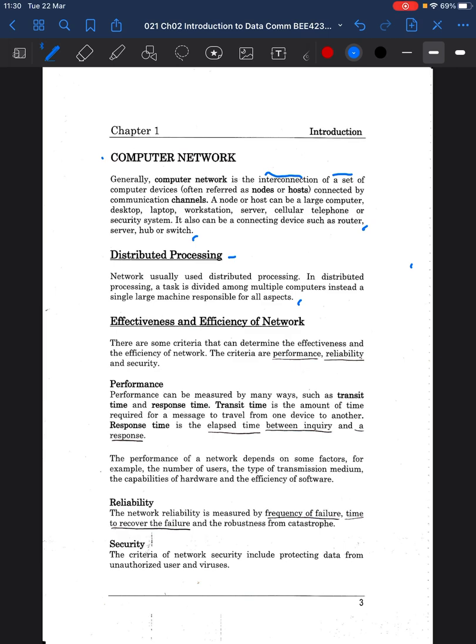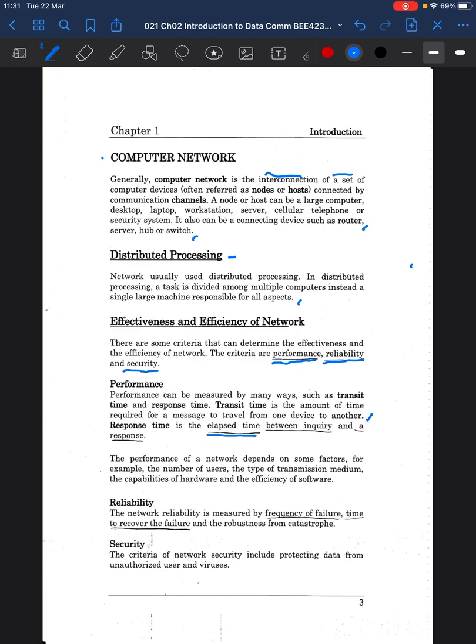Effectiveness and efficiency of network. There are some criteria that can determine the effectiveness and the efficiency of a network. The criteria are performance, reliability, and security. Three main criteria, but not limited to. First is performance. Performance can be measured in many ways, such as transit time and response time. Transit time is the amount of time required for a message to travel from one device to another. Response time is the elapsed time between inquiry and response.